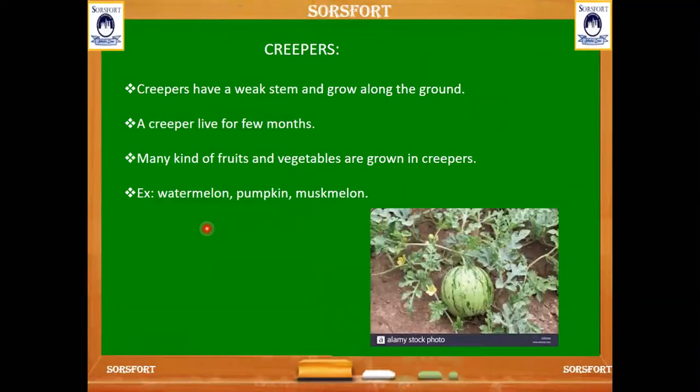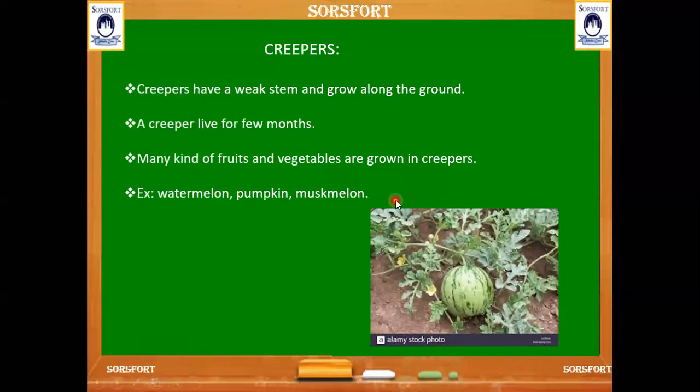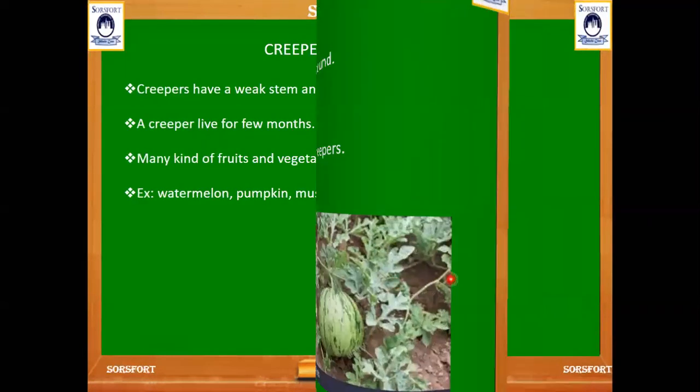Now let's see about creepers. Here we can see an example of a creeper, watermelon. A creeper has a weak stem, so they grow along the ground. They live for only a few months. We can see many kinds of fruits and vegetables growing on creepers like watermelon, muskmelon, pumpkin, etc. These are all about the types of plants we see around us.